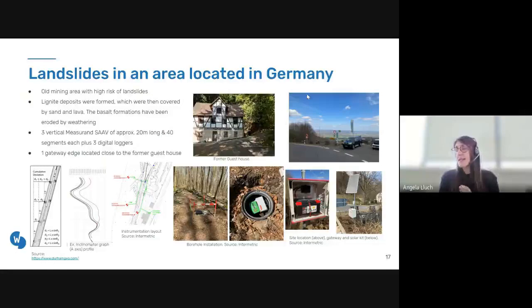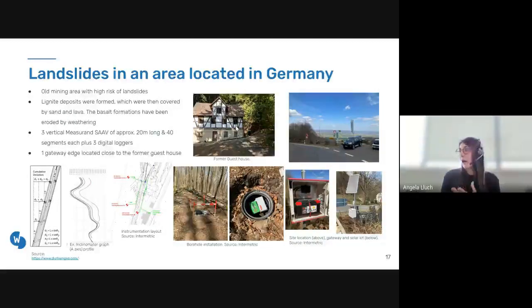This is a use case. It's based in Germany. It's about an old mining area dedicated to the extraction of lignite deposits. This area has records of past landslide events, as we can see in this first image here.